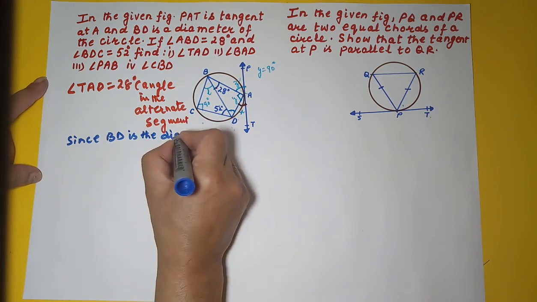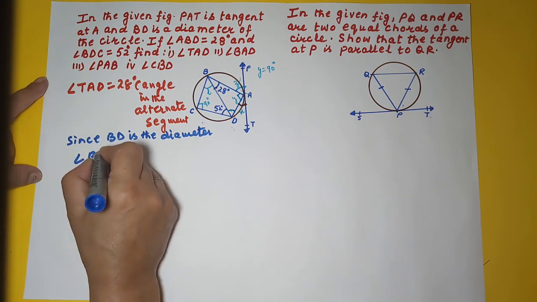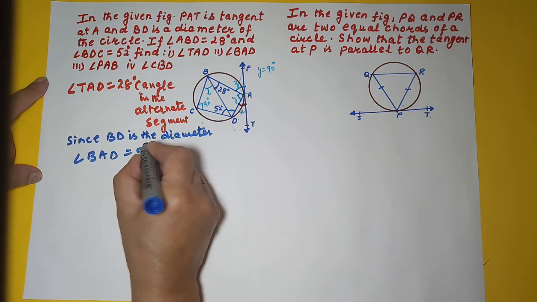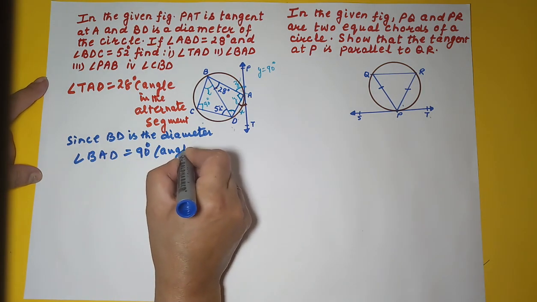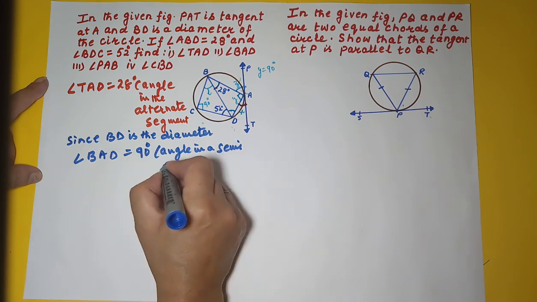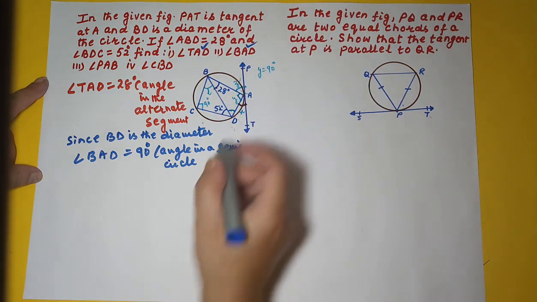Now, since BD is the diameter, so what will happen? Angle BAD will be 90 degrees, angle in a semicircle. So this part is also done. So we have found this, we have found this, right?